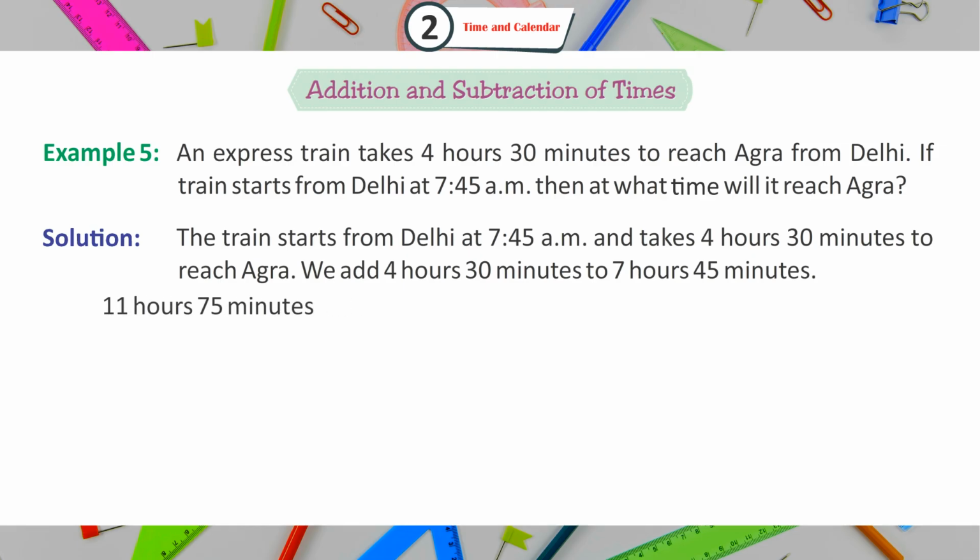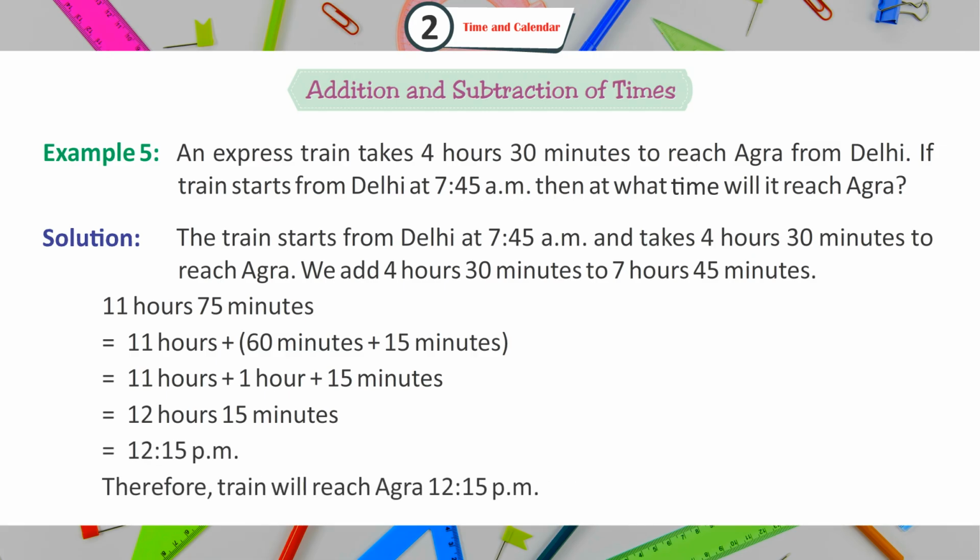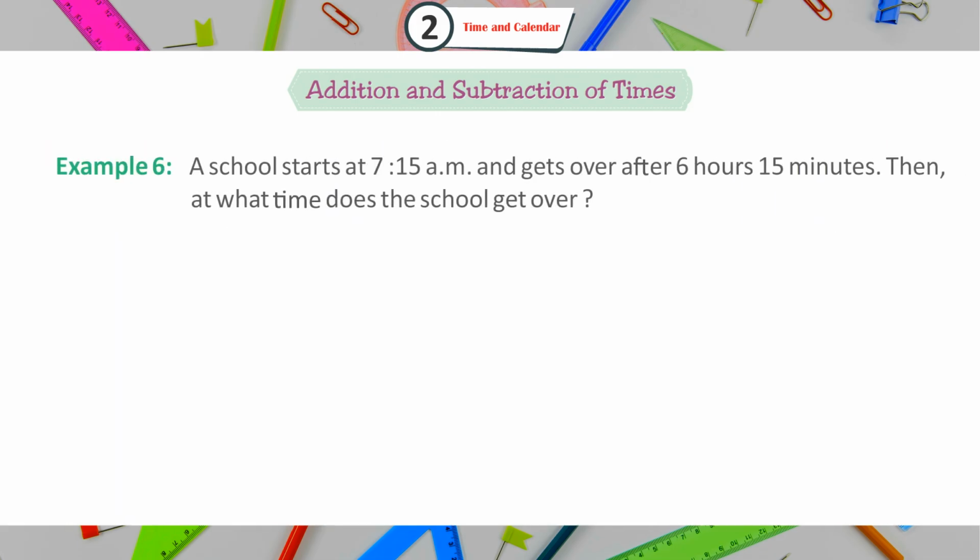11 hours 75 minutes is equal to 11 hours plus 60 minutes plus 15 minutes, which is 11 hours plus 1 hour plus 15 minutes, which is 12 hours 15 minutes, which is 12:15 pm. Therefore, the train will reach Agra at 12:15 pm. 7 hours 45 minutes plus 4 hours 30 minutes is equal to 11 hours 75 minutes.